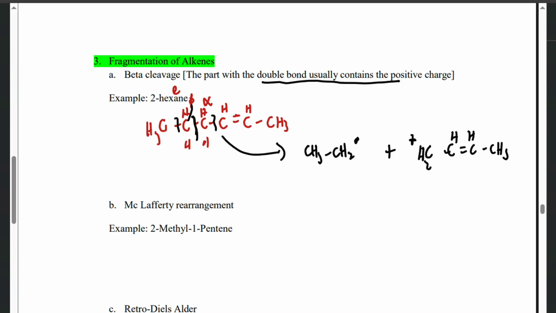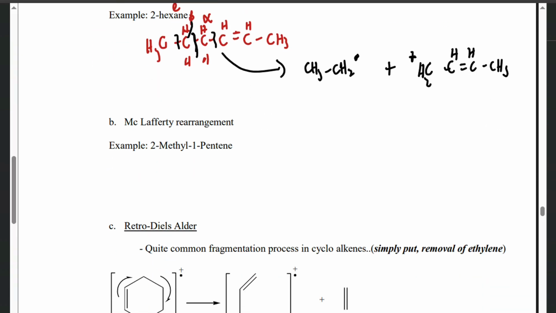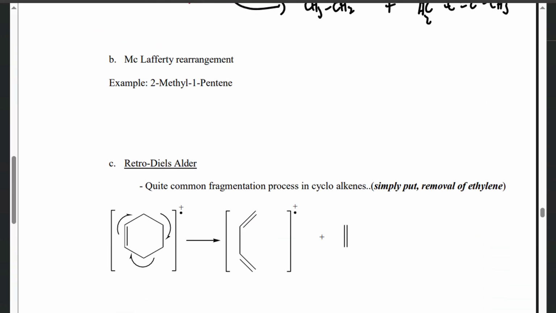So let's say the chain is longer, like 7 carbons. There can be a possibility of resonance, like this bond can resonate with the other carbons there, but that's for longer carbon chains. So now let's look at this interesting one, which is the McLafferty rearrangement.